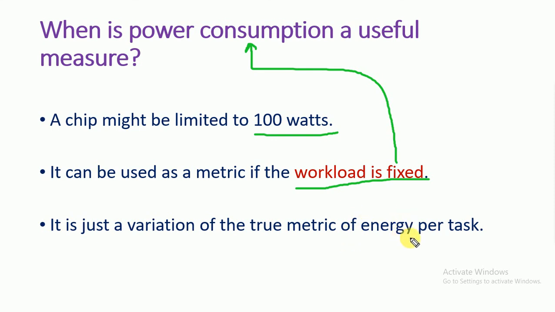As I was mentioning in the previous slide, energy is always tied to a particular task. Now if the workload is fixed, we can consider the power consumption as a better measure for the evaluation of two different processors. So the question is, when is power consumption a useful measure? When the workload is fixed.